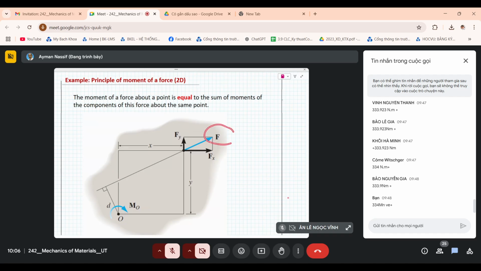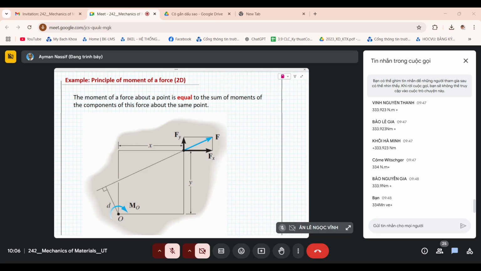So the moment of F about O is equal to the sum of the moments of the component of F in the x direction plus the moment of the component of F in the y direction around the same point. And of course, the rotational effect of Fx is Fx times y acting in the clockwise direction, and the rotational effect of Fy is Fy times x acting in the counterclockwise direction around the same point O.